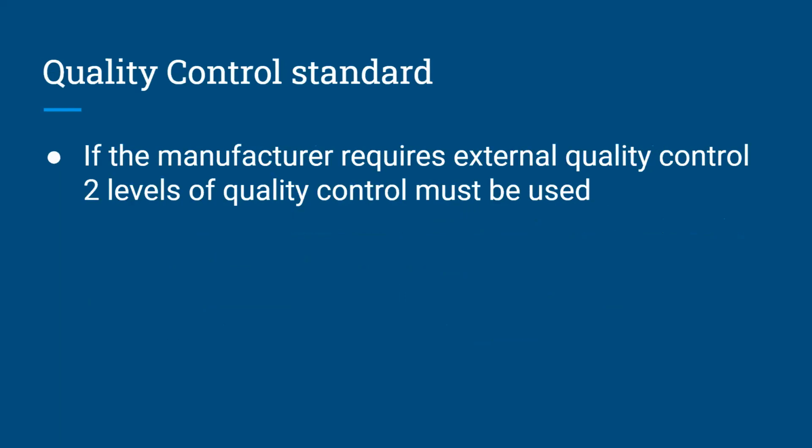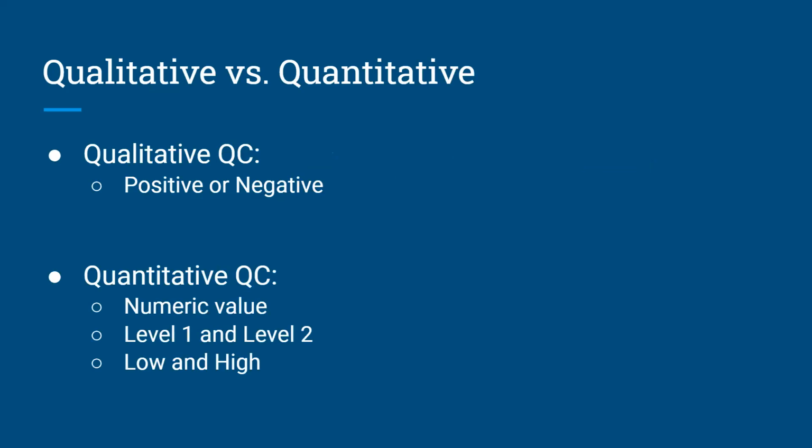For quality control of the waived test, the manufacturer may require external control. Some do and some do not, but if external quality control is required, then 2 levels of quality control must be used. So let's talk a little bit about what those 2 levels of quality control may be.